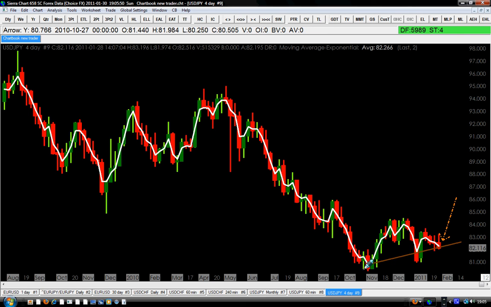So we can see that the line touches it here and then touches it here. As soon as we have this point and this point, we can draw a trend line here, and this is the first time that this white line is touching our trend line here. Tomorrow is a very interesting day for the USD yen currency pair.